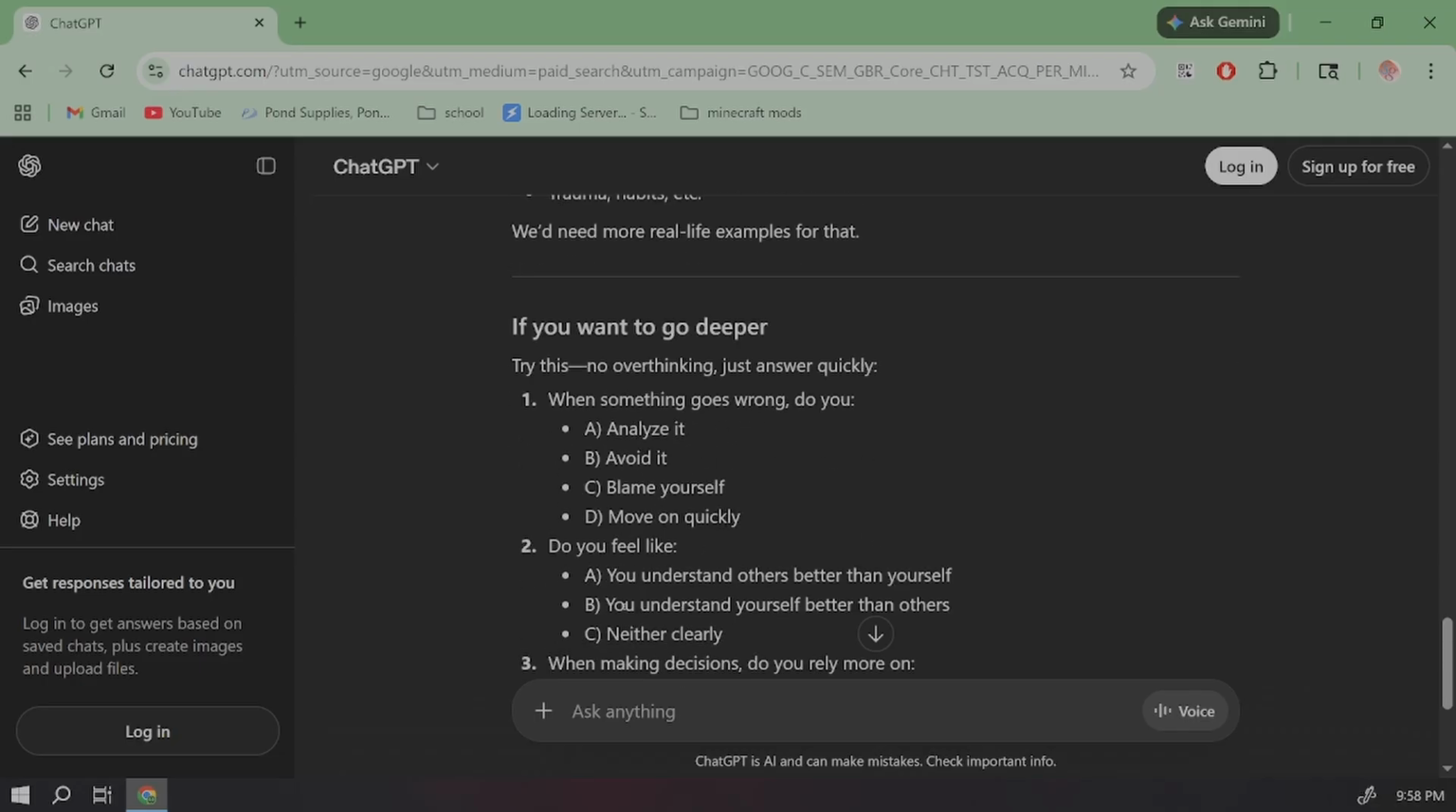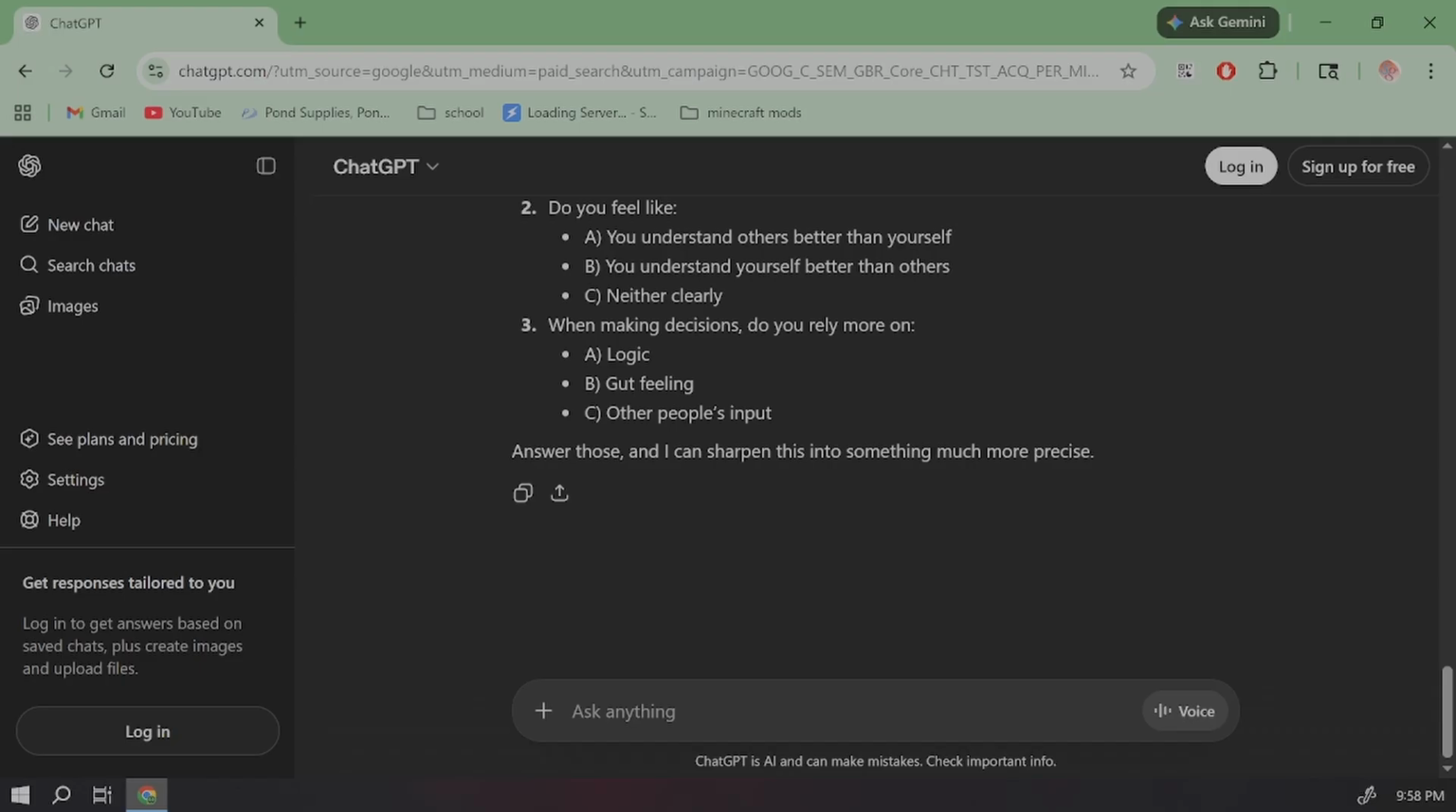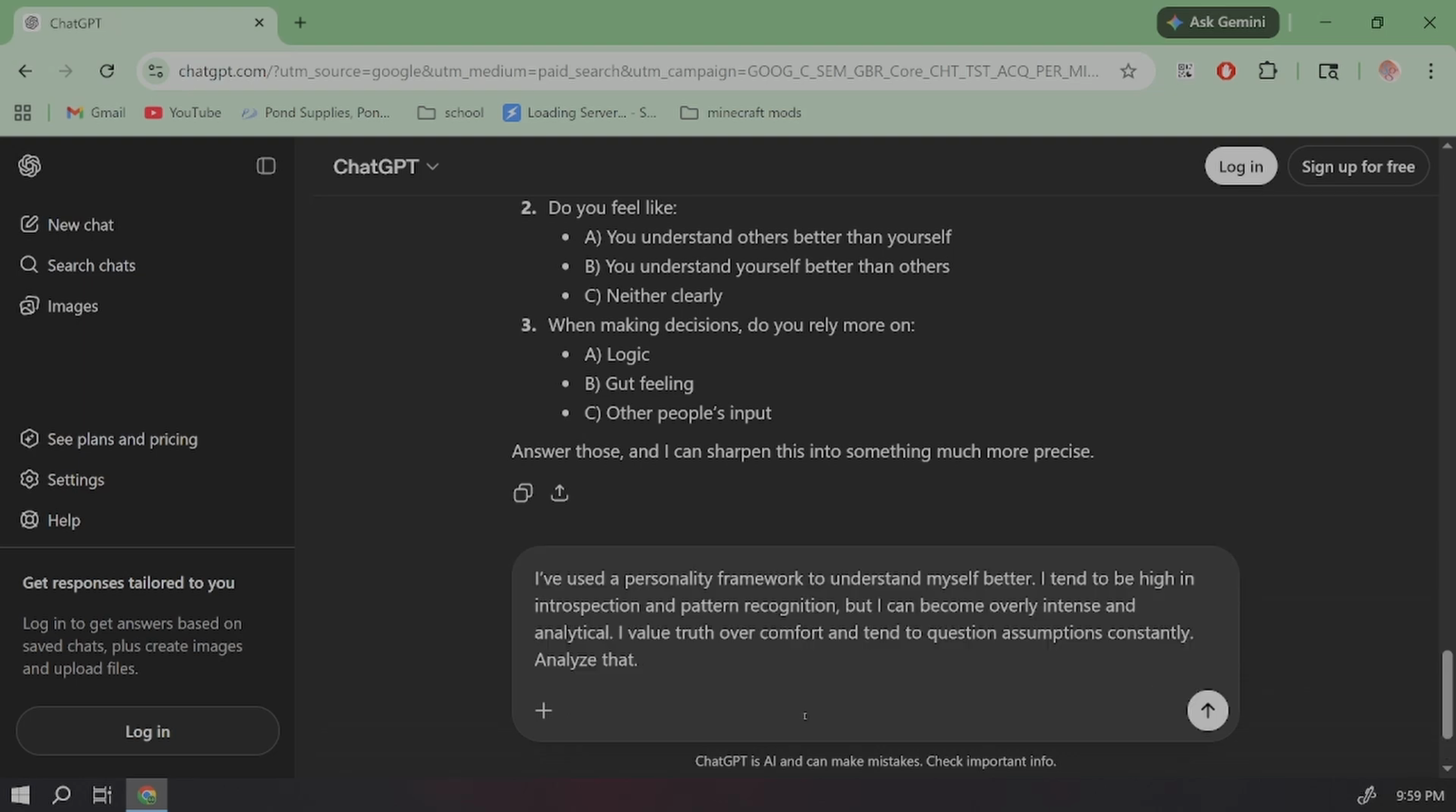And it gives you some options about how you could go deeper. I have pre-prepared prompts, so we'll use those, but this is a valid starting point. If you're new to this, this alone is enough to begin. But notice, this is still limited because I'm still being vague. So now I'm going to bring in something more concrete. I've used a personality framework to understand myself better. I tend to be high in introspection and pattern recognition, but I can become overly intense and analytical. I value truth over comfort and tend to question assumptions constantly.